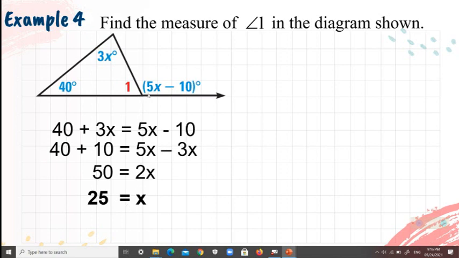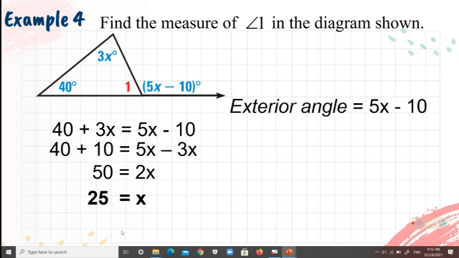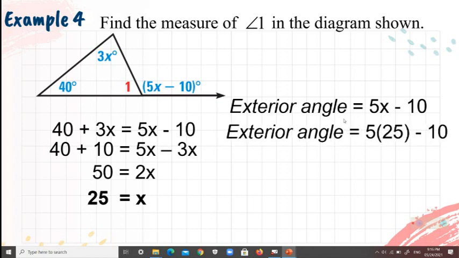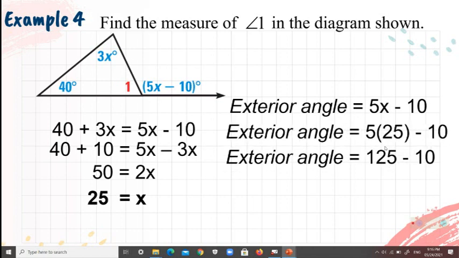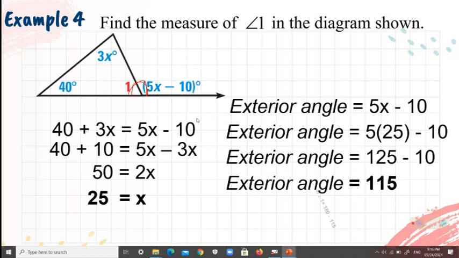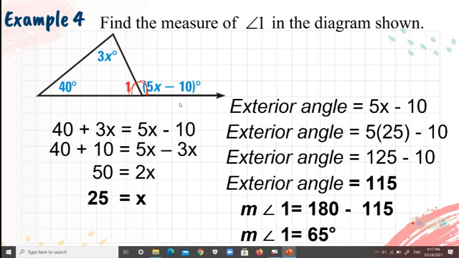Okay? So since the value of your x is 25, we are going to substitute 25 in place of x. So we have the exterior angle here. So we may have here 5x minus 10. So substitute 25 in place of x. So you will have 125 minus 10. Then the exterior angle is 115. So again, these angles form linear pairs. So therefore, you have 180 minus 115 is equal to 65 degrees.